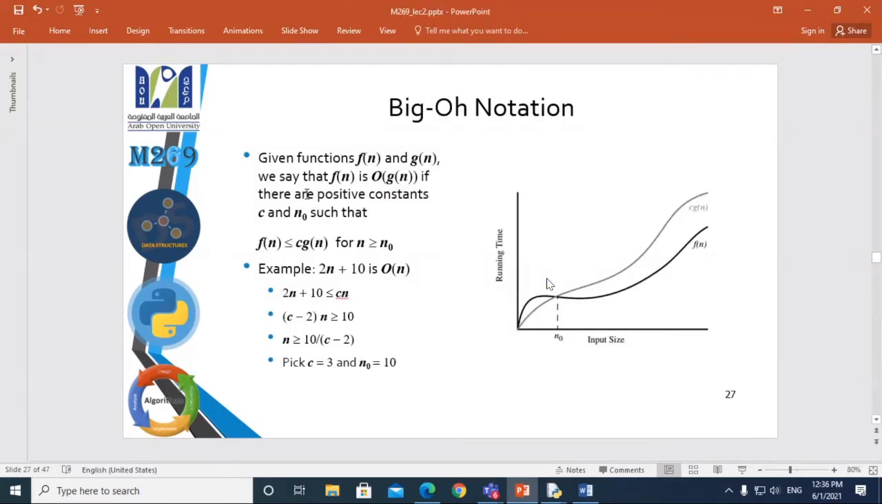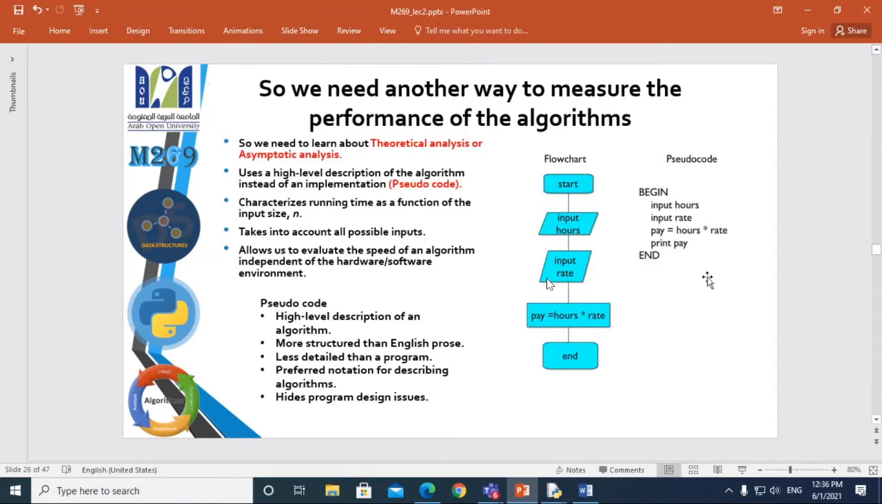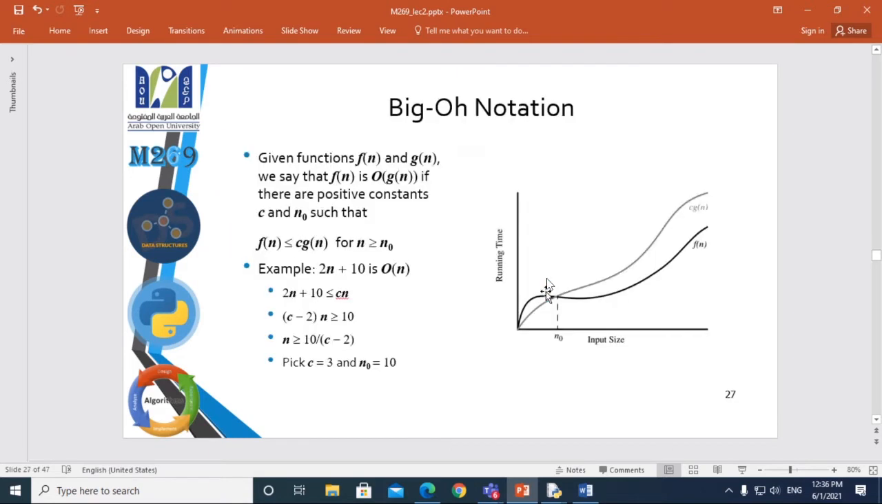Big O, and this will stay with you until the end of the semester. Big O is when you take the algorithm and think how long it will take, based on the code or the function that is written.